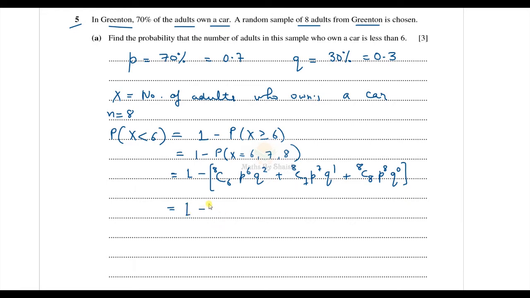First of all, we will write one line for this. It is 28. Let's put the value. I'm replacing the value, and p is 0.7 to the power 6 and 0.3 to the power 2, and 8c7 is 8 and 0.7 raised to the power 7 and 0.3, plus 8c8 is 1 and 0.7 raised to the power 8 into 0.3 to the power 0, that is 1. So we will leave it here.